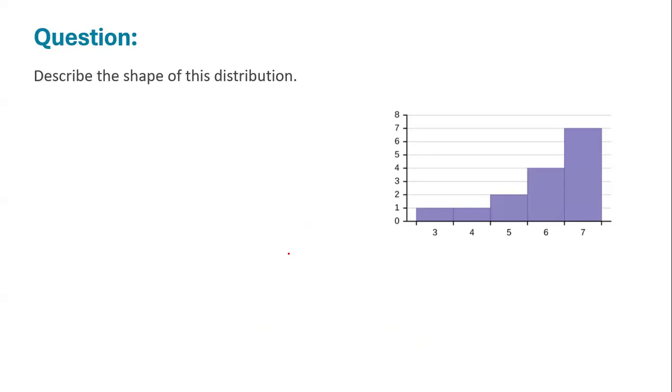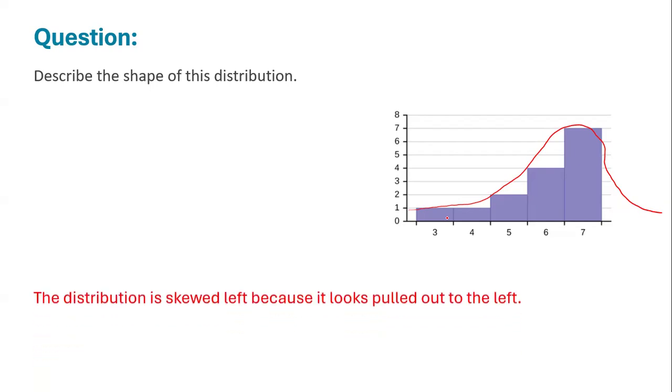Let's look at an example. It says, describe the shape of this distribution. You have a histogram because the bars are touching each other, and you want to see what the shape of the distribution is. So, let's see. Okay. I see that the tail on the left is longer than the tail on the right, which means we have a skewed left distribution. Yes.